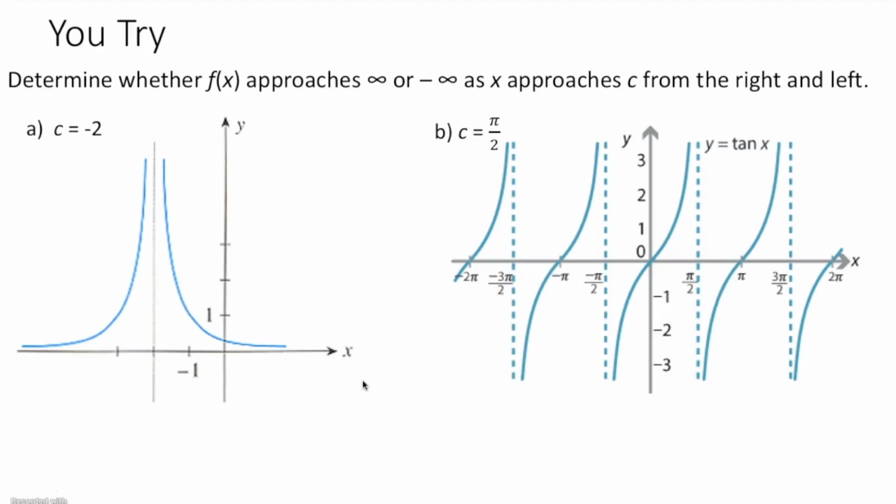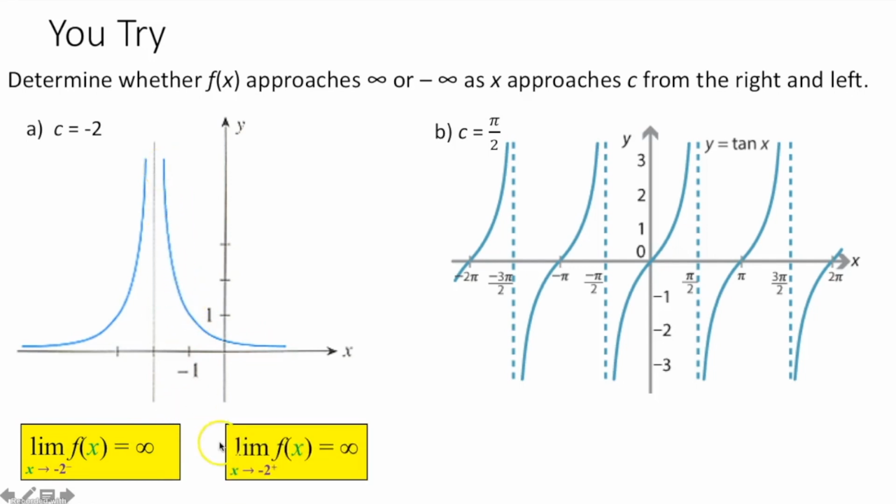You try. Okay, here we're doing the same thing. So we look at the limit as x approaches -2 from the left. You can see our function goes towards positive infinity. Therefore, the limit as x approaches -2 from the left of f of x has to equal positive infinity. As we come in from the right, our function again goes towards positive infinity. Therefore, the limit as x approaches -2 from the right of f of x also equals positive infinity.